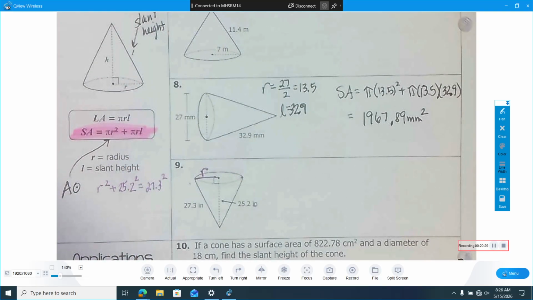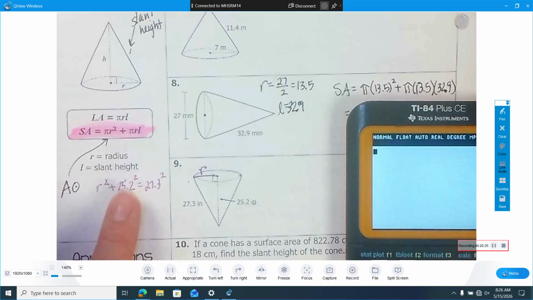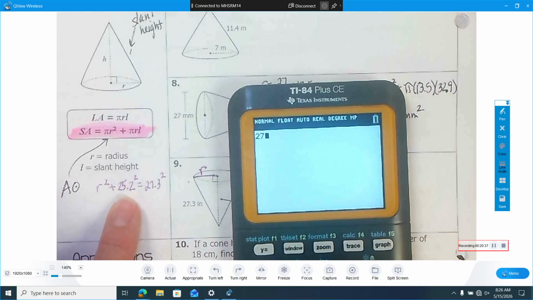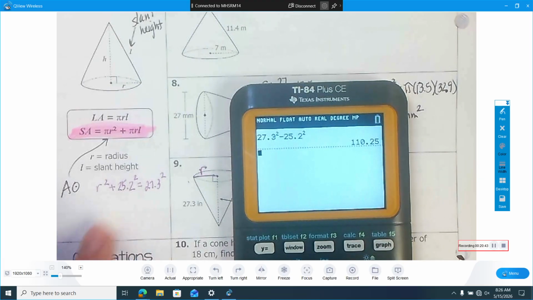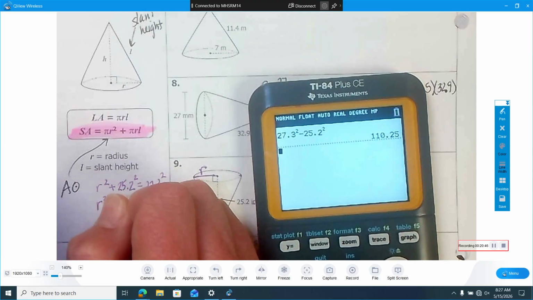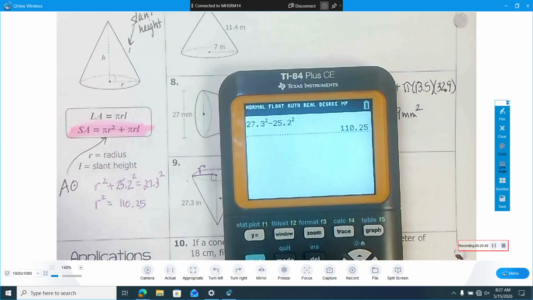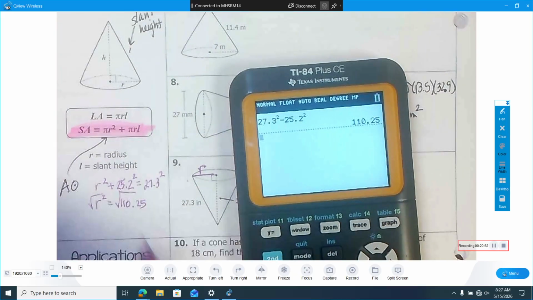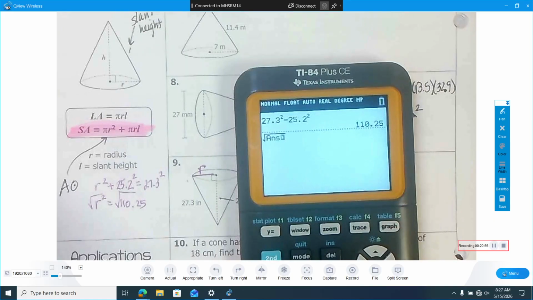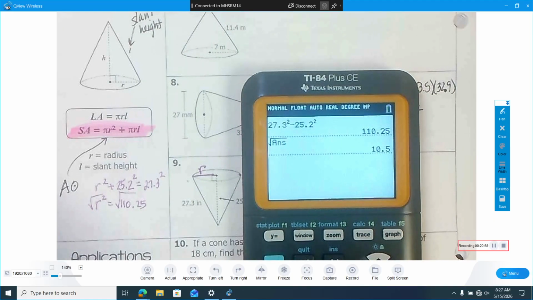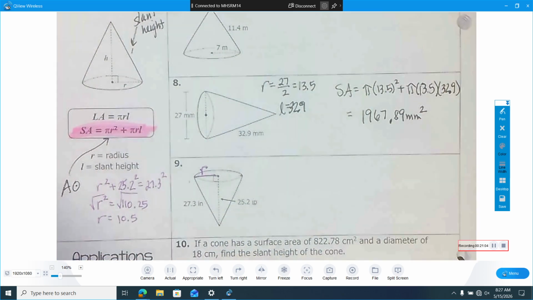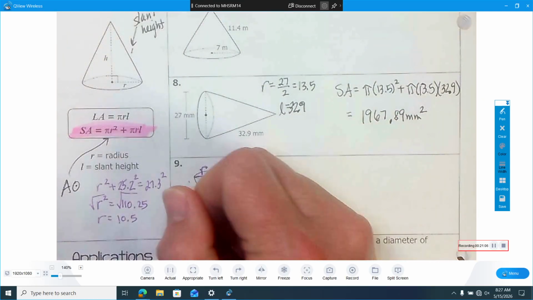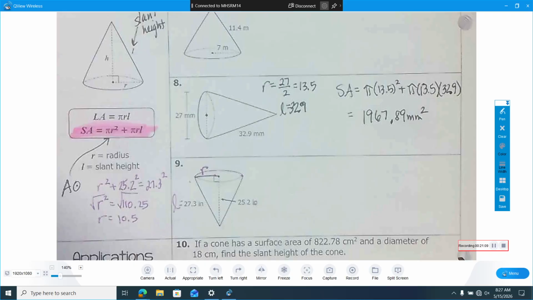All right, let's see. So what do we need to do? Minus the 25.2 squared. All right, so I'm going to do that. 27.3 squared minus 25.2 squared. And I get r squared equals 110.25. And then what? Square root both sides. So I'm going to take a square root of my answer. And I get, hey, look at that. 10.5. How perfect. All right, so my radius is 10.5, and my slant height is the 27.3, and that's what we need.